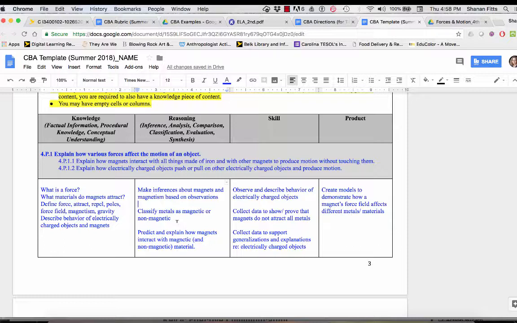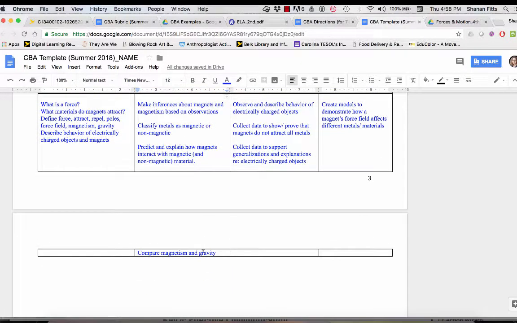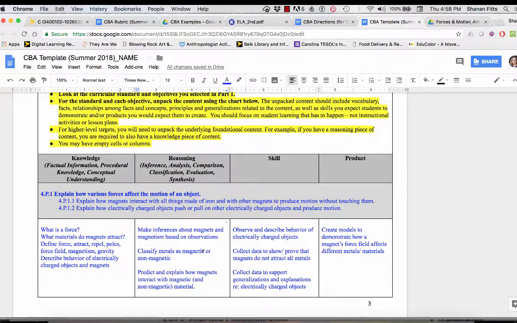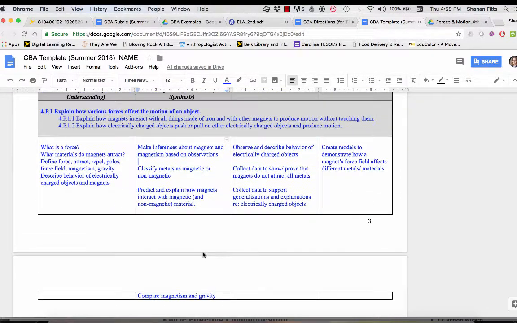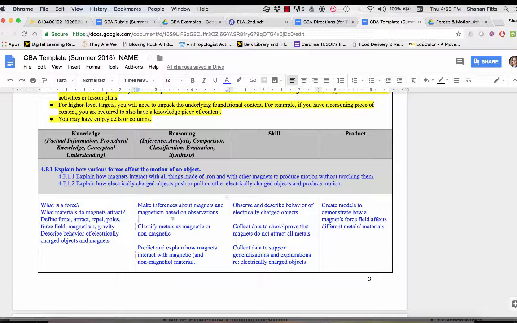They're going to need to be able to make predictions and create explanations with regards to how magnets interact with different kinds of materials. And they're going to need to compare magnetism and gravity. So this is an example, and it's not totally complete because I would need to include additional reasoning targets that relate to my second clarifying objective here.